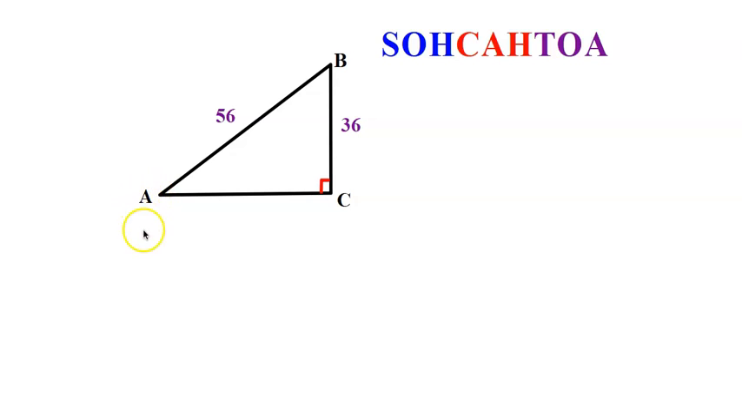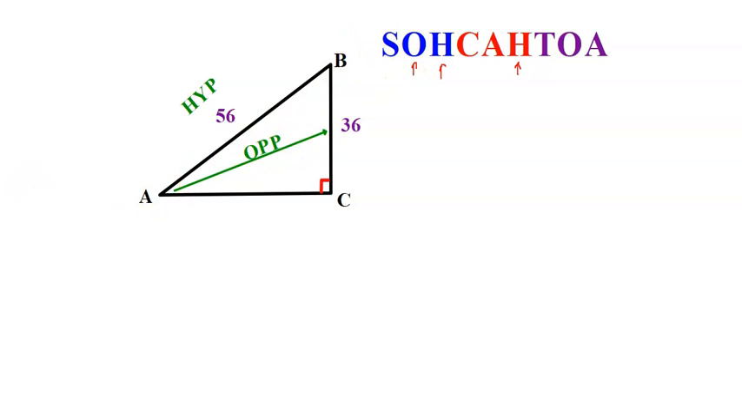From angle A, I want to find one of my trig ratios that I can use. So looking at angle A, which two sides do I know? Well, I know the 56, which is the hypotenuse. So that means we're going to be using either cosine or sine, because those are the ones that have the hypotenuse in them. And I also have the 36, which from angle A is opposite the angle, right? Opposite, so that's not going to be cosine because that has adjacent. It's going to be opposite, so I'm going to be using sine.